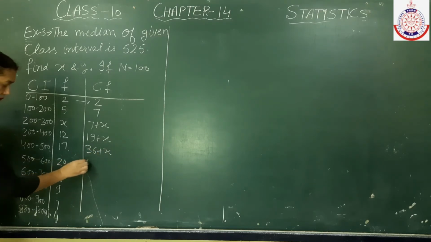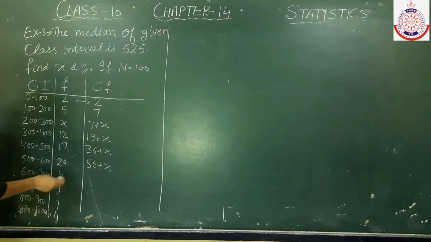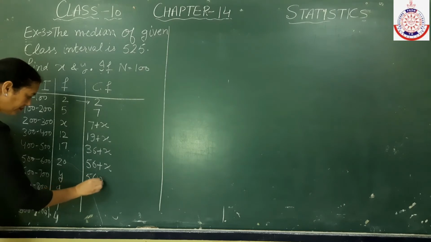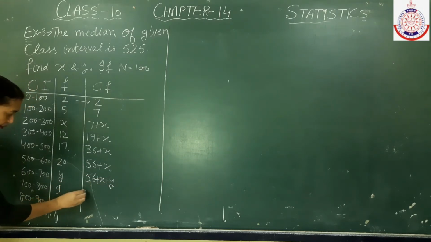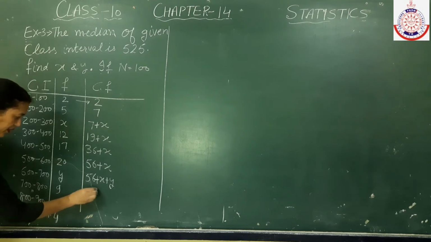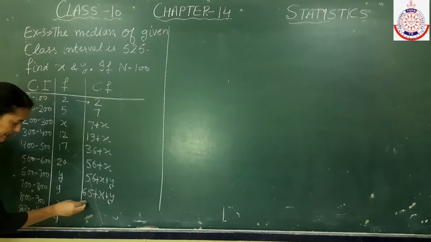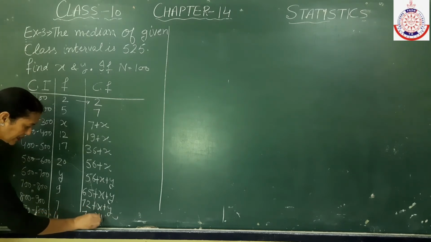36 plus 20. X being unlike term will come like this only. 56 plus x plus y. Now this 9 is being added to 65 plus x plus y. 65 plus 7 is added. 72 plus x plus y. Now 4 is being added. So 76 plus x plus y.